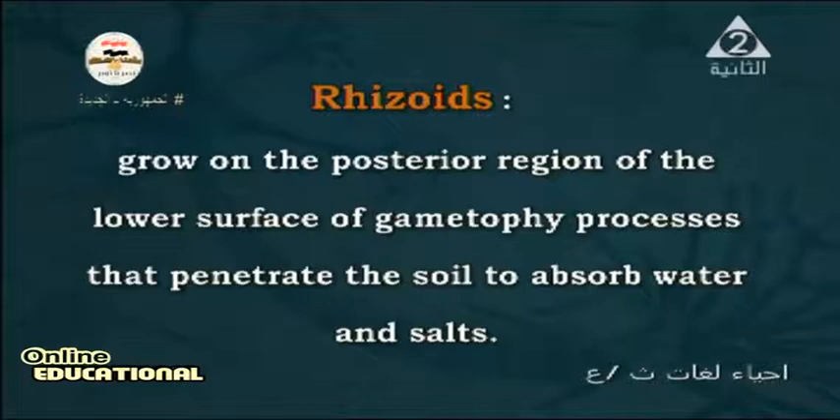Rhizoids. What is the rhizoid? Rhizoids grow on the posterior region of the lower surface of the gametophyte. They are processes that penetrate the soil to absorb water and salt.